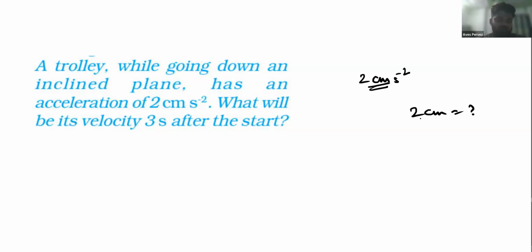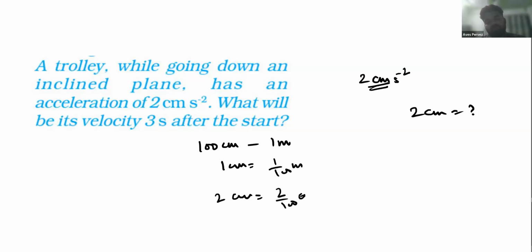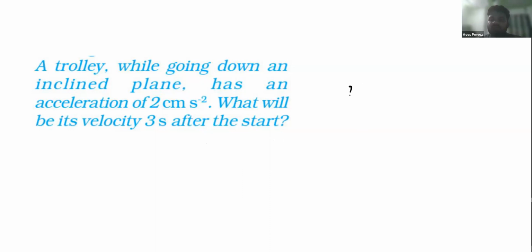You know that 100 centimeters is equal to 1 meter. So 1 centimeter is 0.01 meters, and 2 centimeter is equal to 2 upon 100, which is 0.02 meters. So you have to divide it by 100. A is equal to 0.02 meters per second square. When you divide by 100, the decimal comes after 2 digits, so this is 1 digit and this is the second digit.